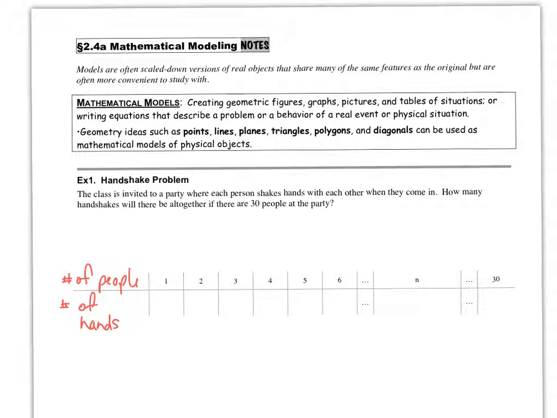So I need a volunteer. All right, Alexa, you're up. Go stand in front of the room, please. All right, so we sent out invitations to the party. Alexa showed up. She's the only one that showed up. How many handshakes? 0. She's got nobody to shake hands with.